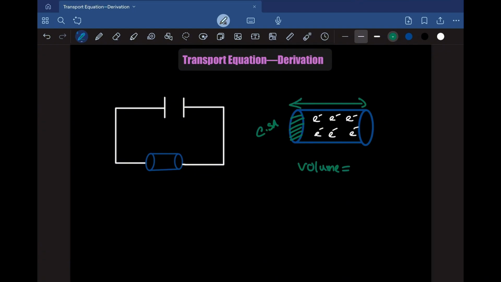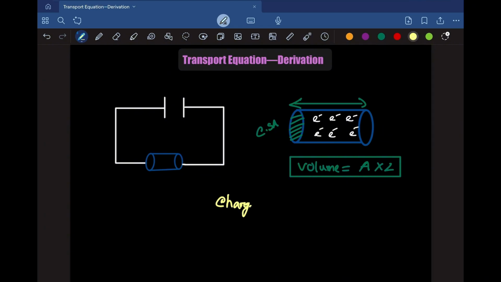is what is going to be the volume. So we are going to write area into length. This is going to be our formula for volume, which is cross-sectional area into length. Now the next thing that we are going to figure out is charge carrier density. This is something new to you guys, I think.